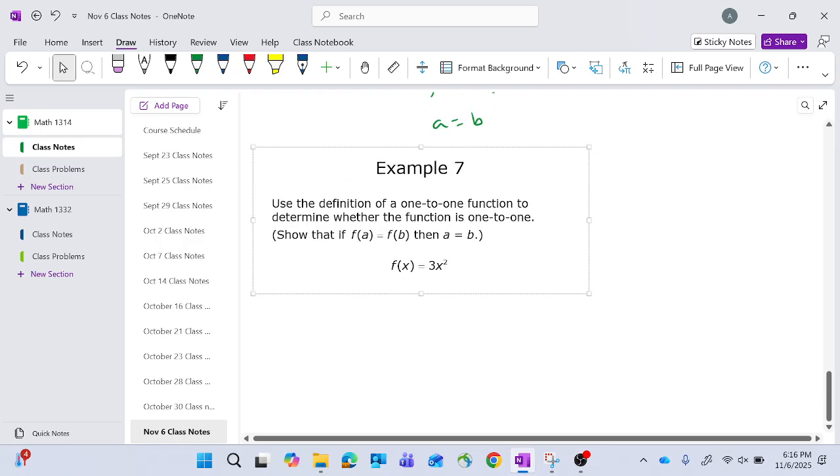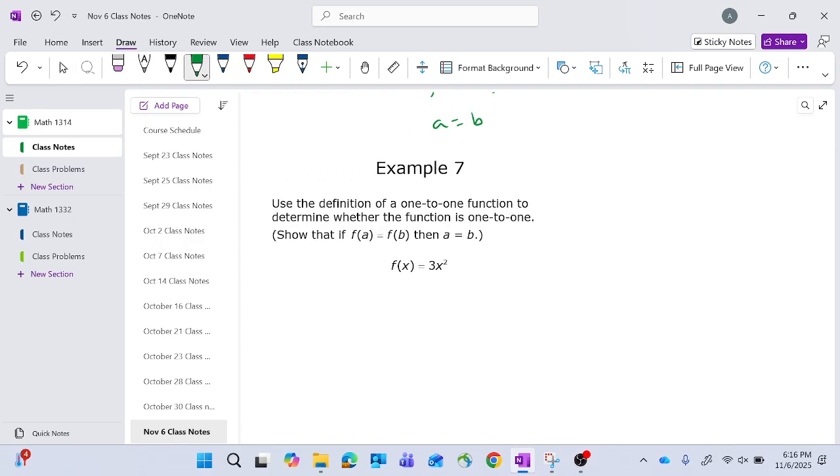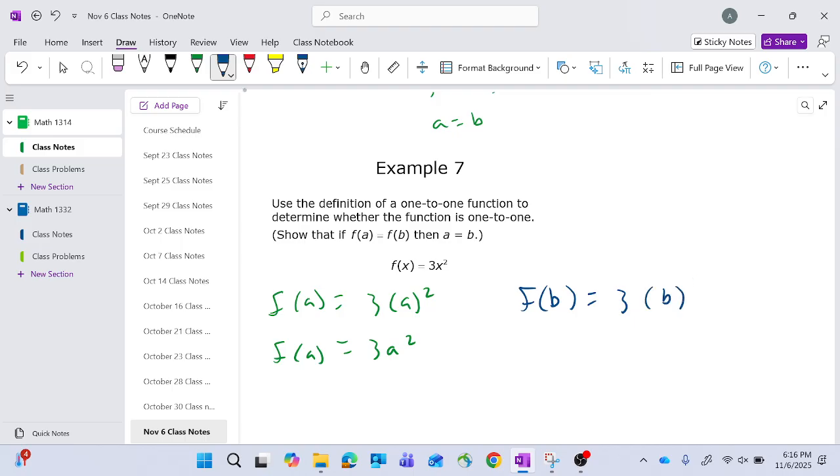All right. Now we're going to do the same thing with 3x squared. Well, f of a will be 3 times a squared, or just 3a squared. F of b will be 3 times b squared, or f of b is 3b squared.